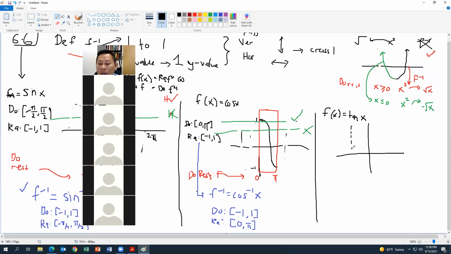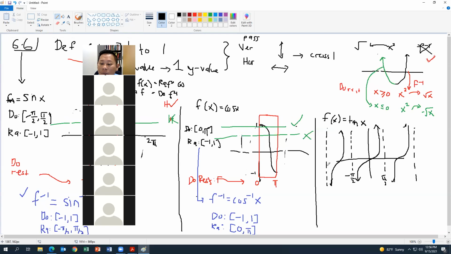For tangent, the graph has vertical asymptotes at pi over 2 and -pi over 2, and it looks like a cubic graph. Then it goes again, it repeats, and you keep on repeating.